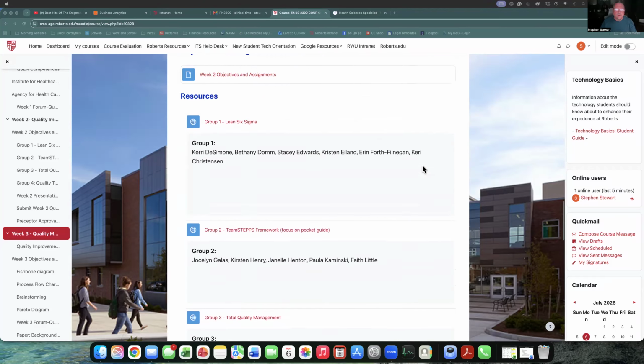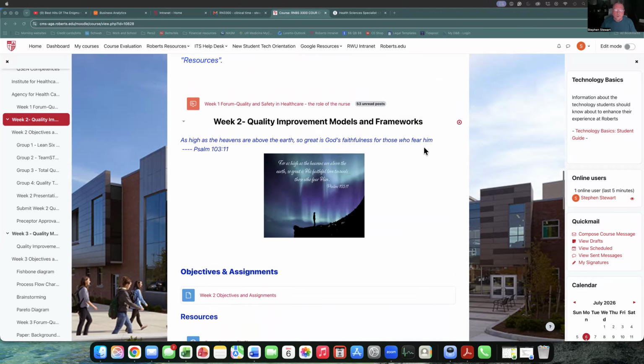So in week two, the actual week is entitled Quality Improvement Models and Frameworks. And when we use models and frameworks, you will be taking, if you haven't already, a nursing theory course. It's similar. The concept is similar. You're learning a theory, you're learning a model or a framework in its purest form, and then you can use this to guide your practice.